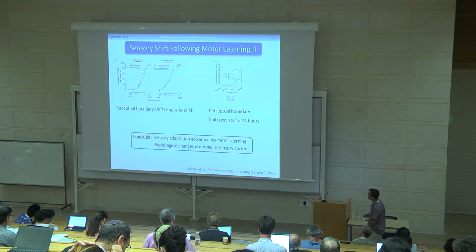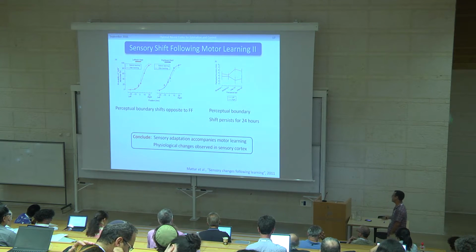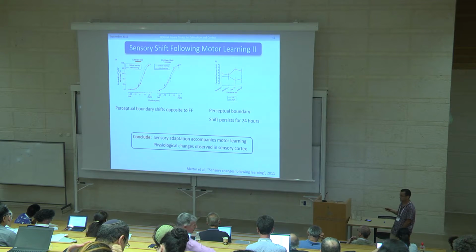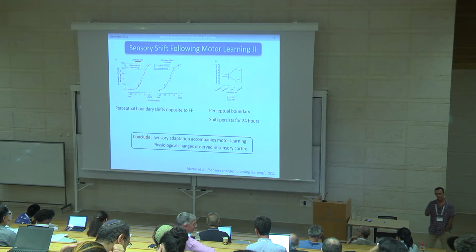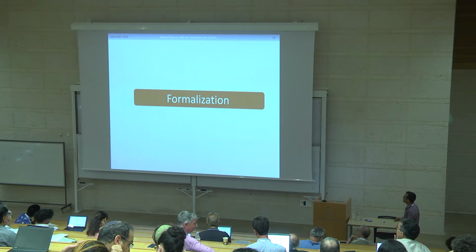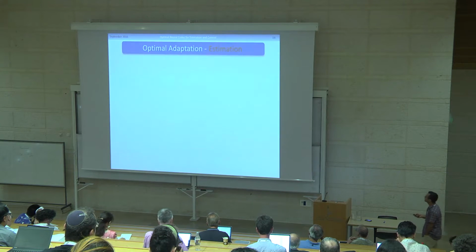So the conclusion from this set of experiments was that sensory adaptation accompanies motor learning, and in later experiments they actually observed physiological changes in sensory cortex following purely motor learning. And I'm sorry, I'm summarizing a large set of experiments very briefly, but I don't have much time to go beyond that.